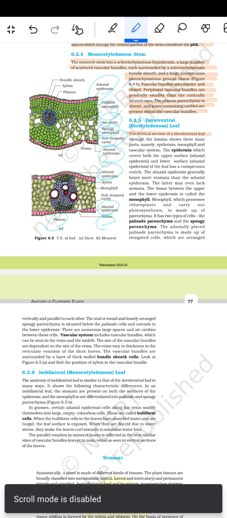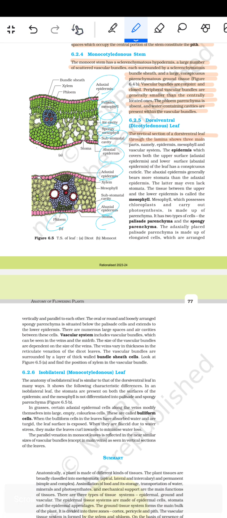the vertical section of the dorsiventral leaf through the lamina shows three main parts, namely epidermis, mesophyll, and the vascular system. The epidermis, which covers both the upper surface, adaxial epidermis, and the lower surface, abaxial epidermis, of the leaf, has a conspicuous cuticle. The abaxial epidermis generally bears more stomata than the adaxial epidermis. The latter may even lack stomata.